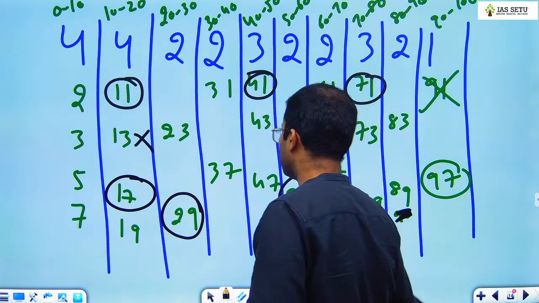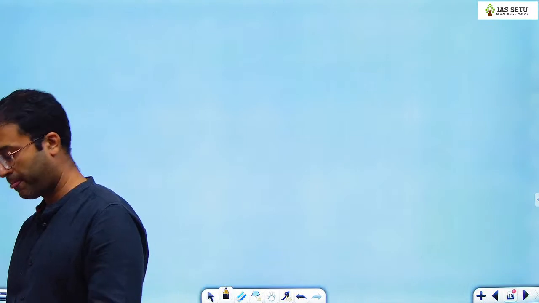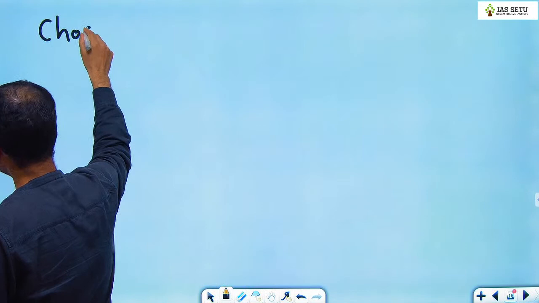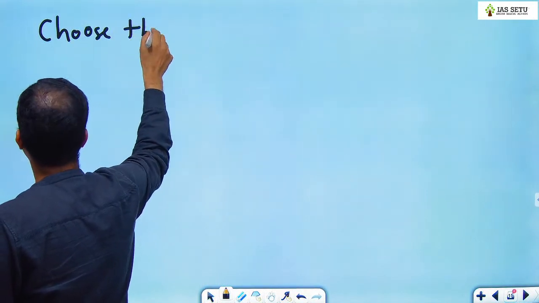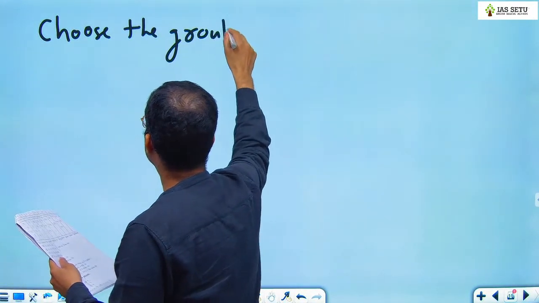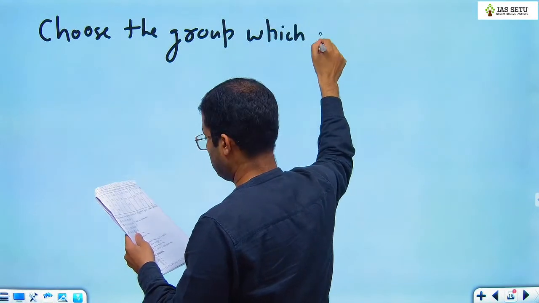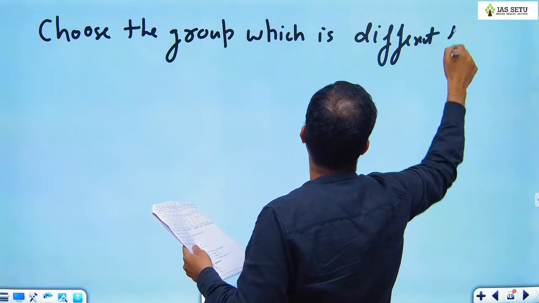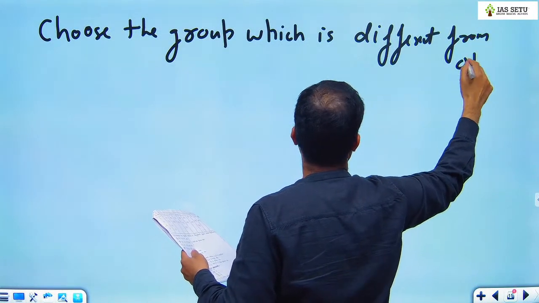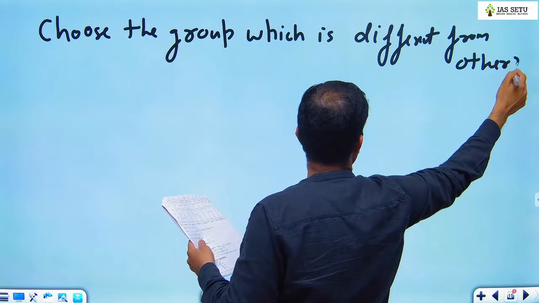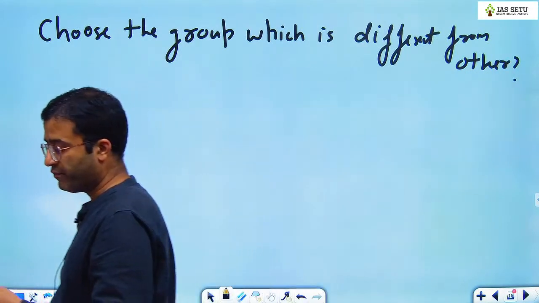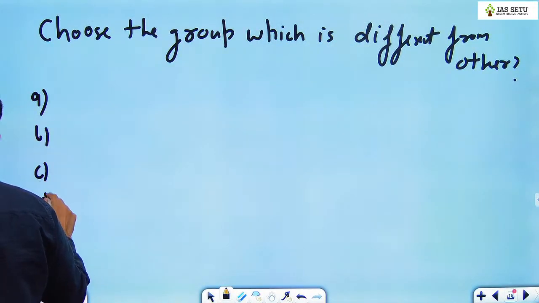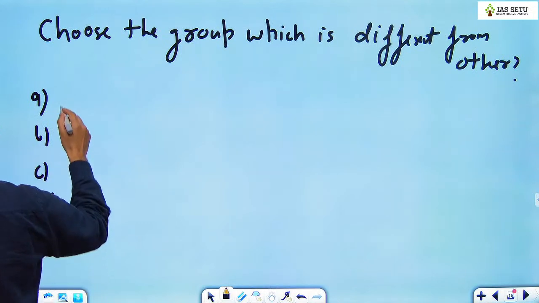Next, they asked one question in 2023 prelims. Question asked: choose the group which is different from other. They have given 4 answers. उनमें से देखना कौन सा अलग है.